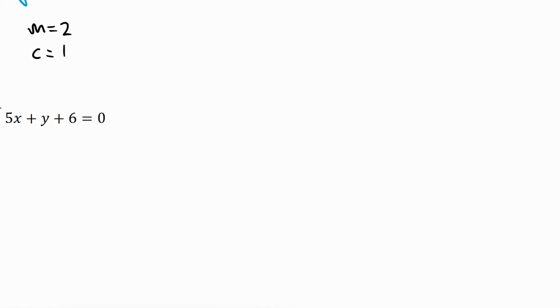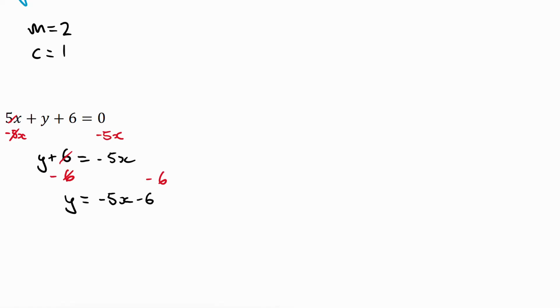Here we have a different form. It's in the general form. It's a little bit harder to distinguish what the y-intercept and the gradient are. So what we do here is rearrange it. I want the y to be positive. In this case, it already is. So I'm going to go minus 5x on both sides. And I'm left with y plus 6 equals negative 5x minus 6, minus 6. They cross out, and I'm left with y equals negative 5x minus 6.